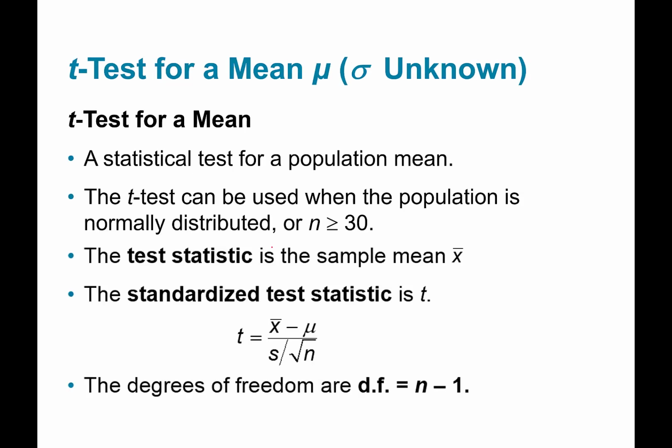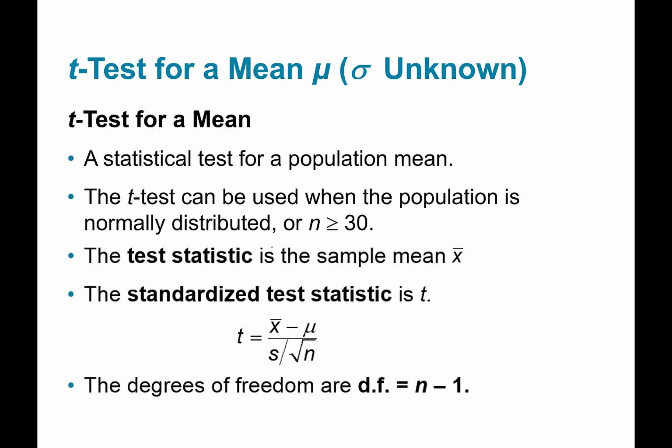To actually do the full t-test for the mean mu using critical values, it's still going to be a statistical test for the population mean, and so it still has to meet the same requirements, because we're still using the central limit theorem just in a different way. So you still have to have the population normally distributed or n greater than or equal to 30.